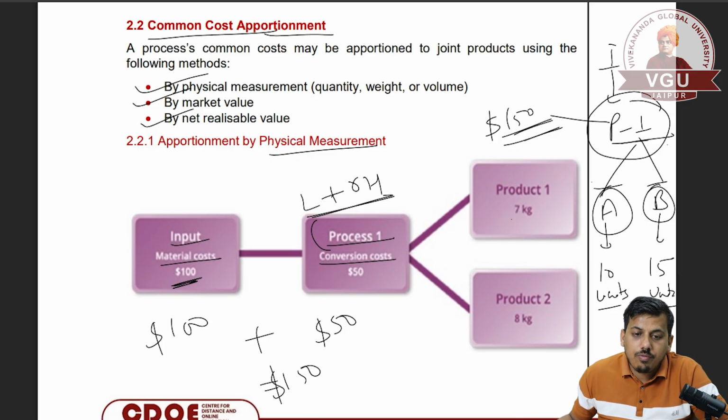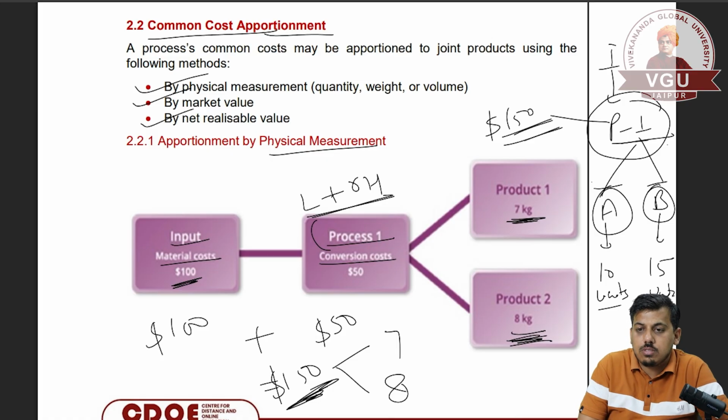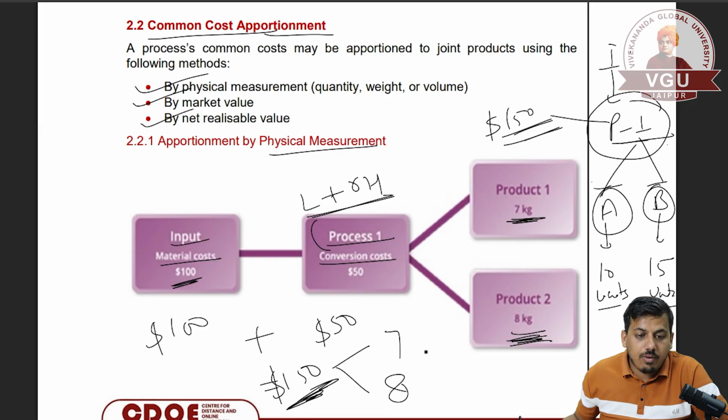From product 1 we have an output of 7 kg, and from product 2 the output is 8 kg. So we will allocate this 150 cost between both of them in the ratio of 7 and 8. So it is $70 for the first one and $80 for product 2. This is how we will allocate our total cost between both the products.